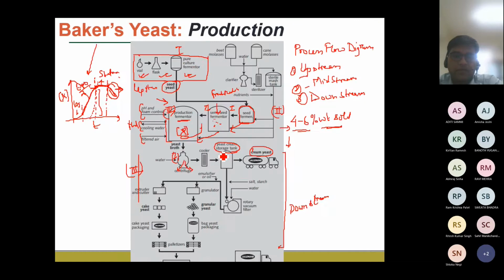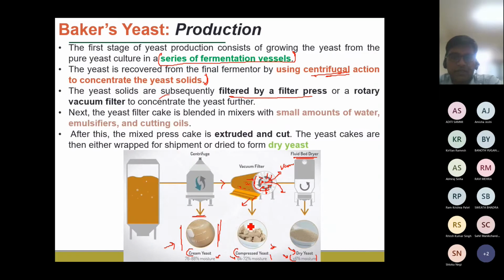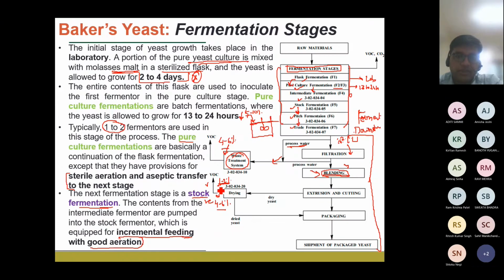Okay, so this is how we actually carry out the Baker's yeast fermentation process, and once it is produced, there are several downstream processes to separate out the yeast, and then finally it is made into the final products. So we looked into the downstream processing.